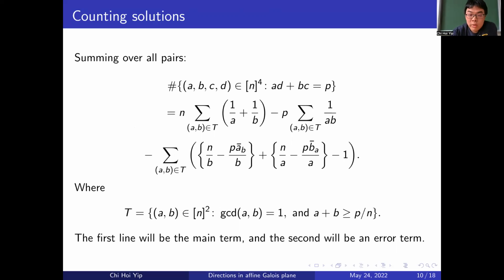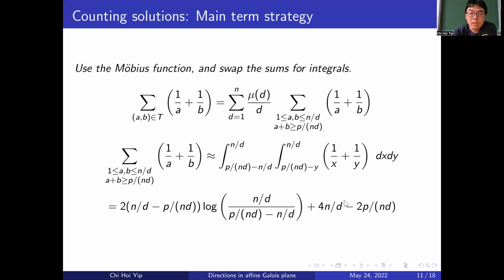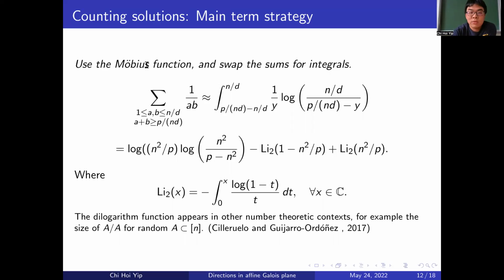Okay, so now we can try to estimate the main term. For the first sum, we can try to use the Mobius trick because we are summing over all co-prime pairs. So we can use the Mobius trick to convert that to the standard double sum. And then we can use a generalization of the integral test to approximate this double sum by a double integral. And of course, we have to make sure that the error term is not too large. And for the second term, we use the same strategy.